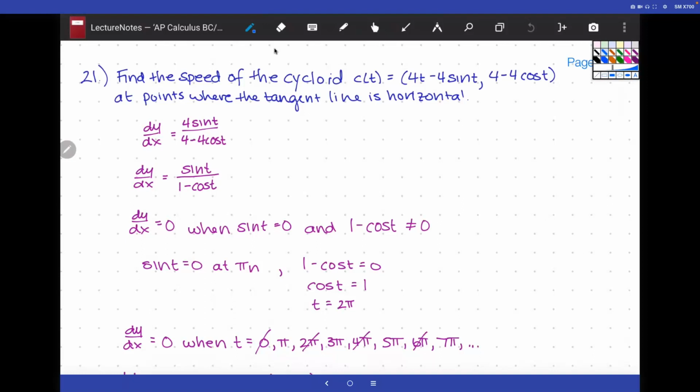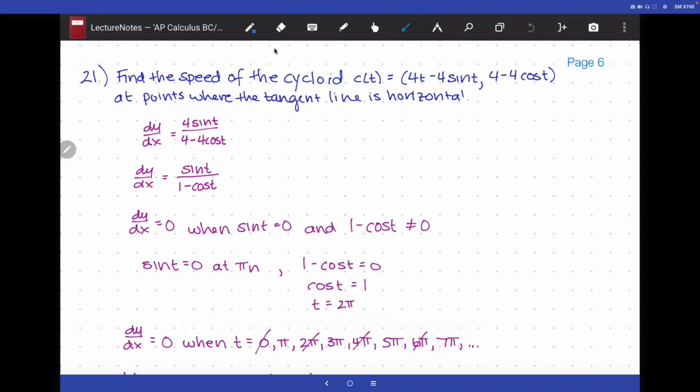So find dy/dx. Where's my arrow? There it is. Set it equal to 0, and you can find where the tangent line is horizontal. In order for this to be 0, the numerator's got to be 0, but the denominator can't be, because if the denominator was 0, you would be undefined. So I end up with that.